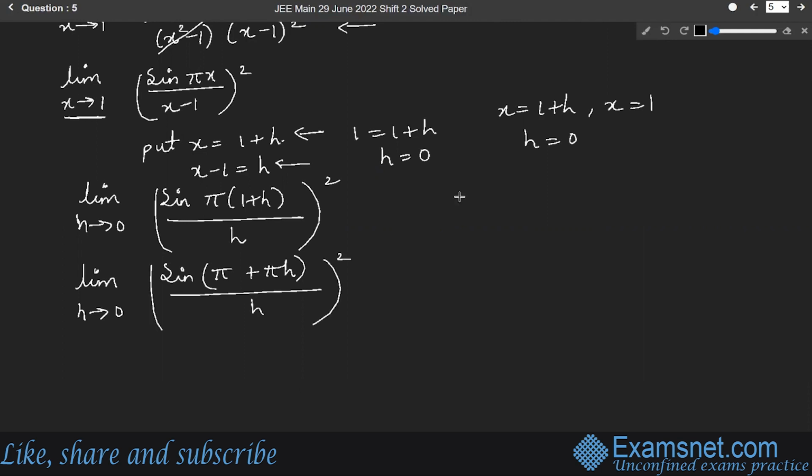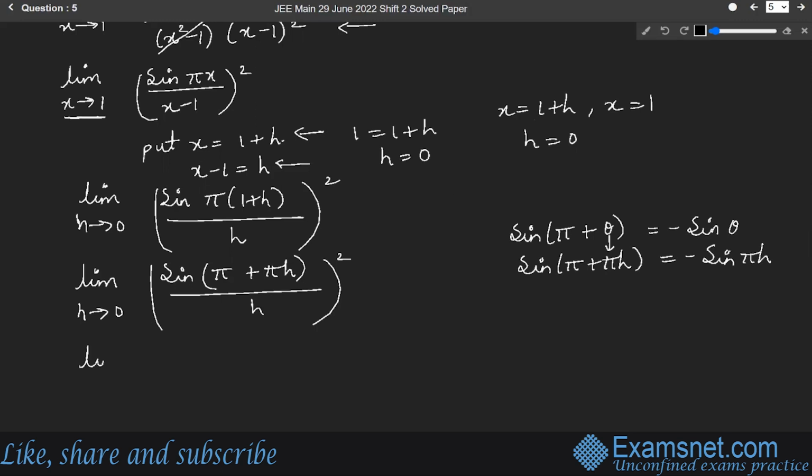Now we have to use a basic concept here, which is sine(pi plus theta). Do you know what sine(pi plus theta) is? Sine(pi plus theta) is always equal to minus sine theta. Here we have sine(pi plus pi h). It means that the value of theta is pi h. So it will be minus sine pi h, right? So we can write it as limit h tending to 0, using sine(pi plus theta) is minus sine theta.